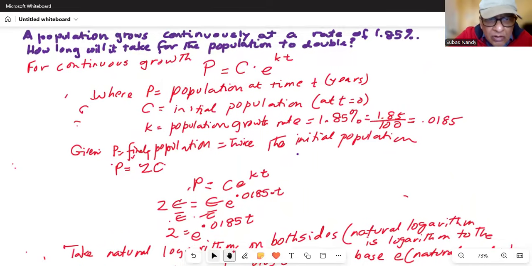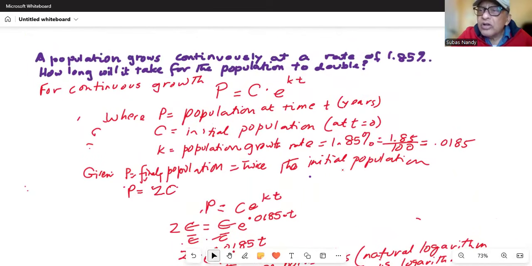Okay, so first, we have to know the continuous growth equation, which is population at any time t is equal to c, which is the initial population, multiplied by e, which is the natural number, raised to the power of kt. What is k? K is the growth rate. T is the time in which the population will go to the size p. Okay. K is given to us. It's growing at the rate of 0.0185 per year. So k is 0.0185.